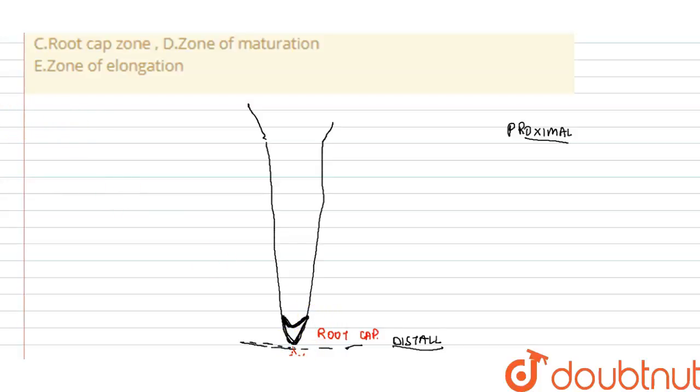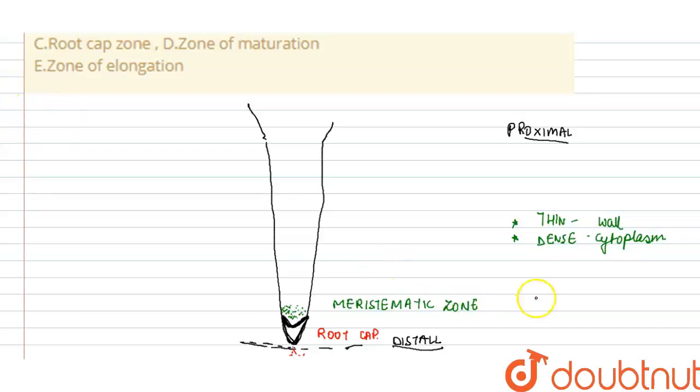Above the root cap, there is a region where a few cells are present. What is the speciality of these cells? The wall is very thin, and they have dense cytoplasm. This region is known as the meristematic zone, the zone of meristematic tissue.